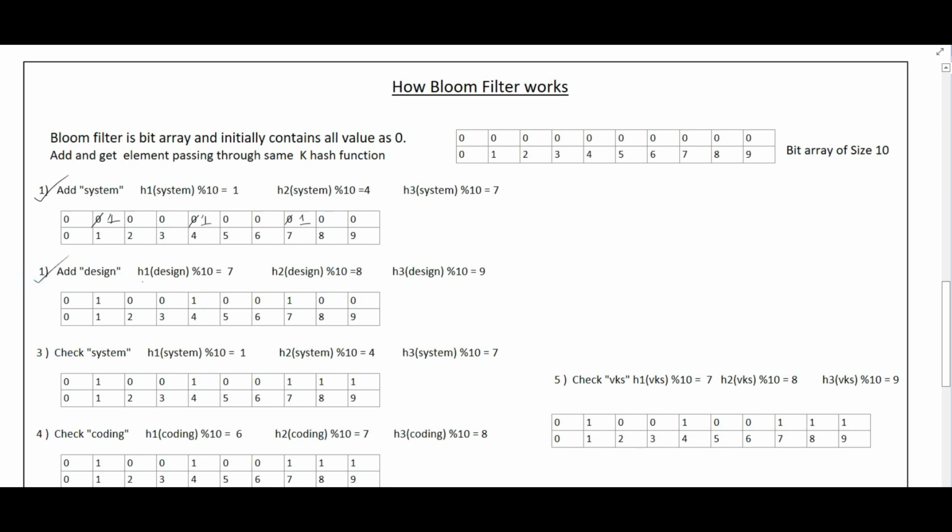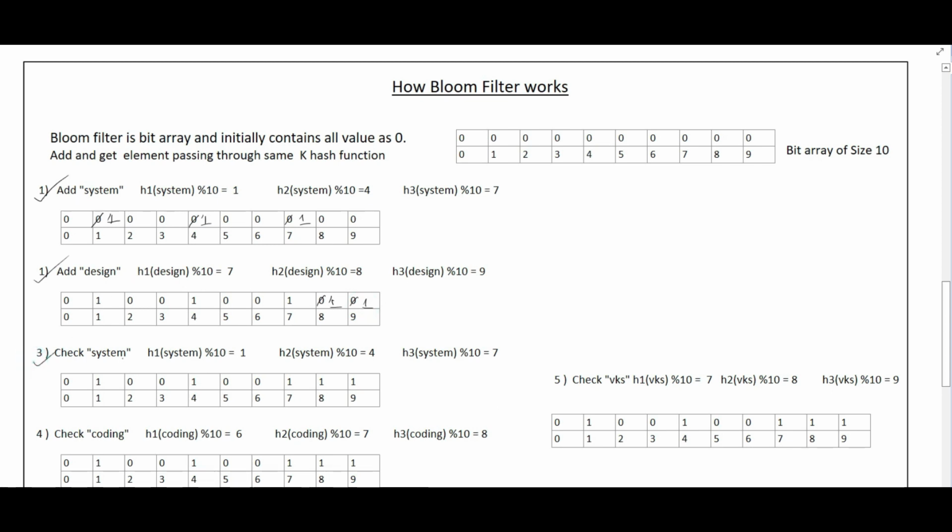So now again we'll pass it through the 3 hash functions. First will return 7. So 7 is already flipped by adding the system earlier, so we'll not flip it again. So we'll check the second hash function. Second hash function is returning 8, so at position 8 we'll make it 1. Third hash function is returning 9, so at 9 we'll make it 1. So now we have added system and design to the Bloom filter.